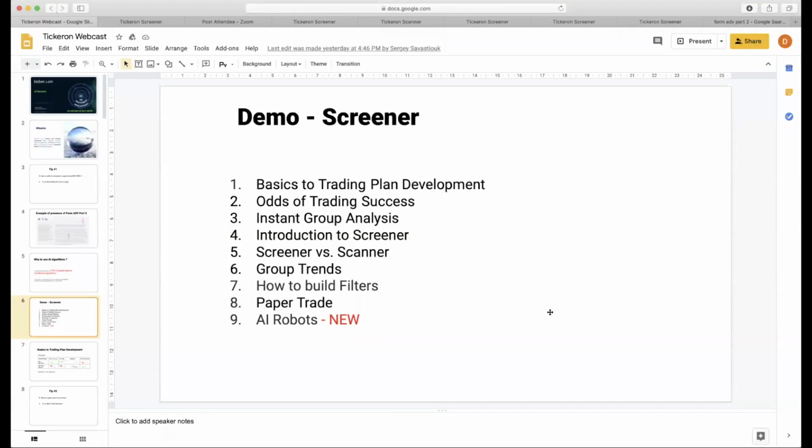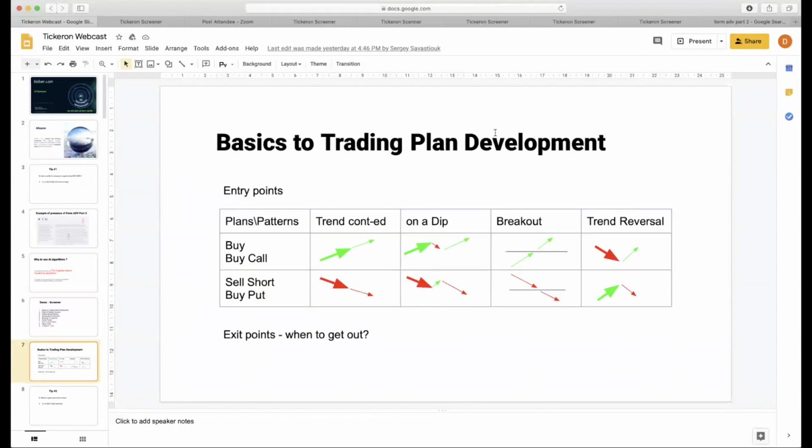Basics to trading plan development. Okay, I can tell you guys about trading plan development. When you make a trade, you want to be right. You're making a decision, a prediction. You're speculating. You're saying this is going to go up or this is going to go down. If you think it's going to go flat, there's no point trading on it. You could sell premium, but we're not going to get into that.